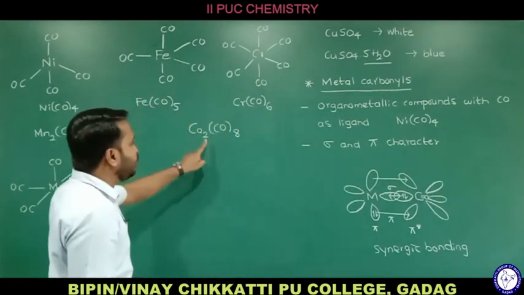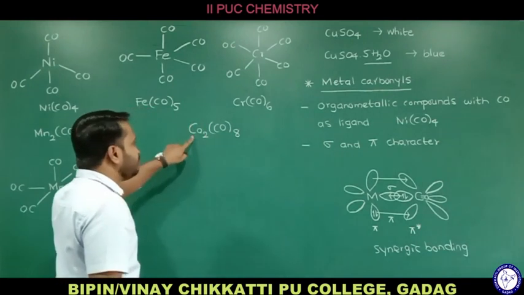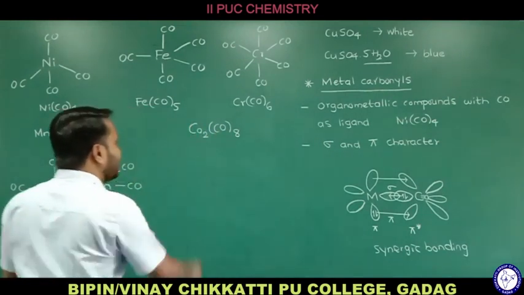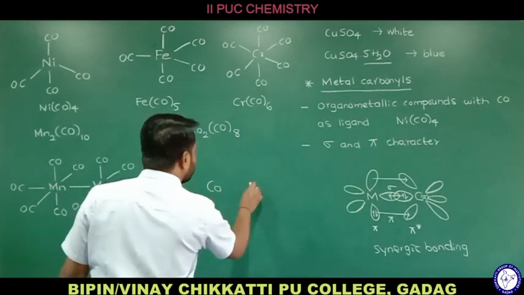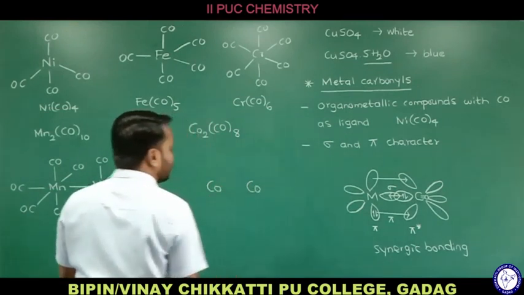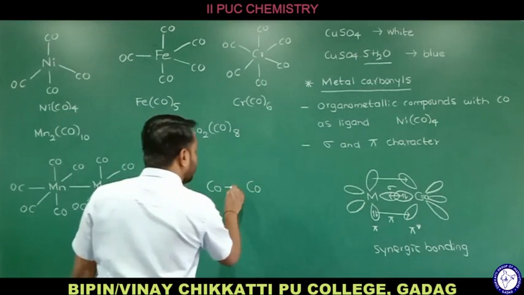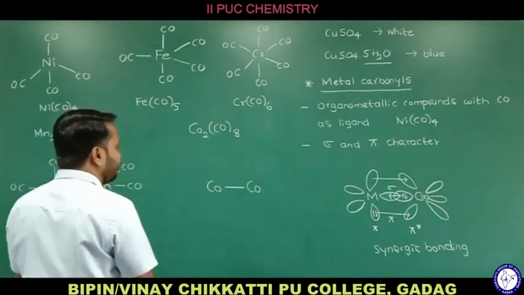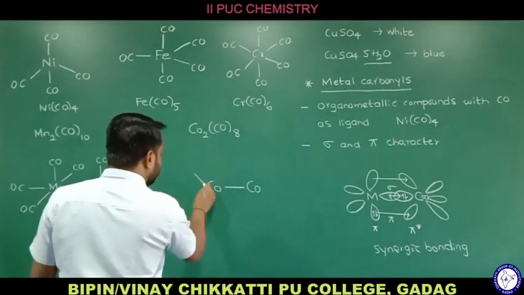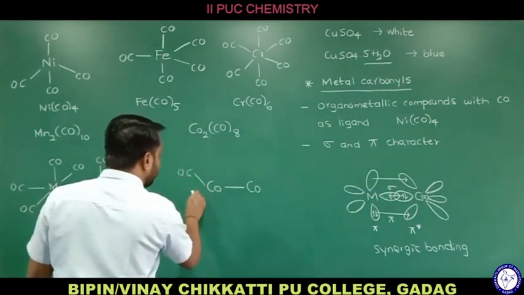In case of Co2(CO)8, the central metal atom is cobalt and carbonyl will be the ligand. Here we have cobalt as the central metal atom. We have 2 cobalts, isn't it? So CO I am supposed to write here. Here there is a bond, one bond between metal and metal. One metal bond we have. So totally 8 carbonyls we have. So this is the fashion. So carbon monoxide will be in this fashion.